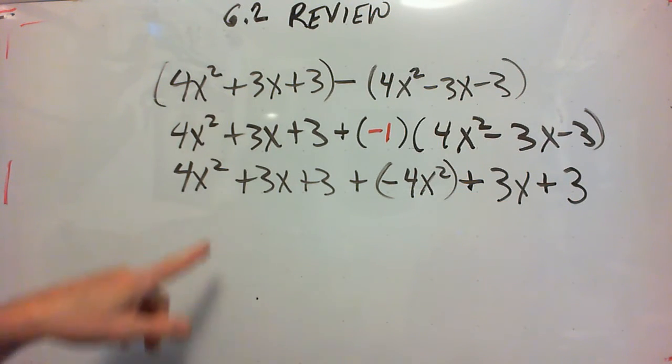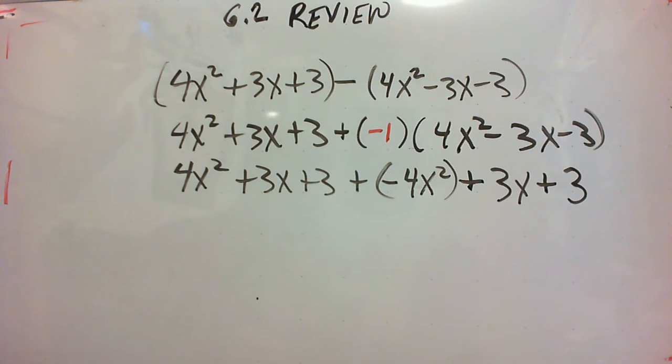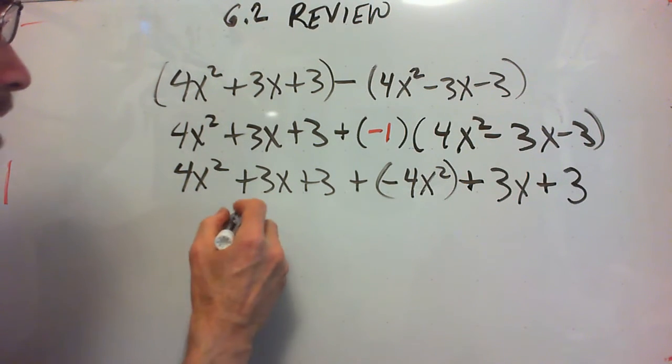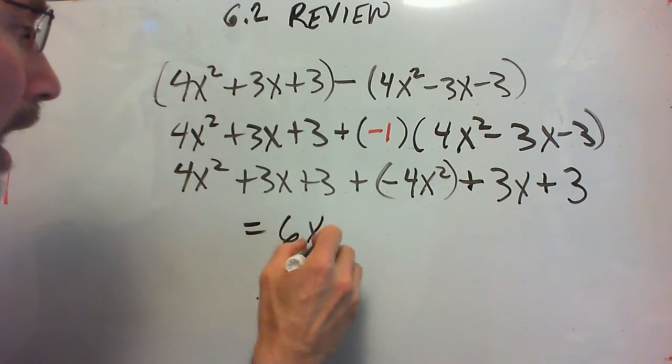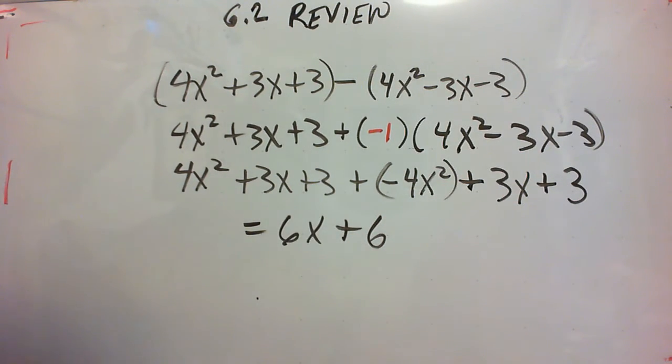Okay, now we combine like terms. 4x squared and negative 4x squared makes 0x squared. 3x plus 3x makes 6x. And 3 plus 3 makes 6. And that's our answer, 6x plus 6.